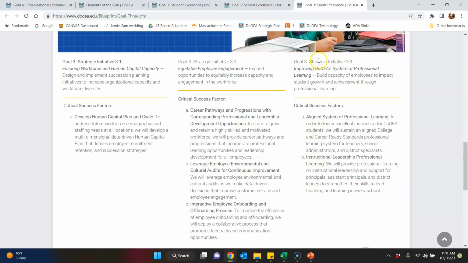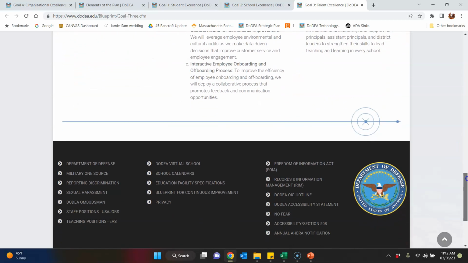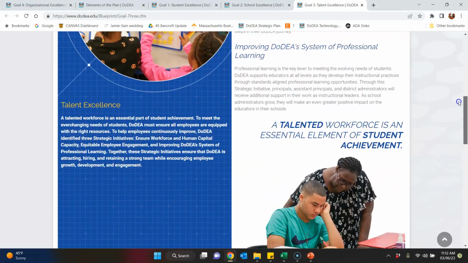The third strategic initiative is improving DODEA's system of professional learning, and this is very important. So an aligned system of professional learning to what your career and student standards are, and an instructional leadership professional learning so that teachers, administrators, principals, assistant principals, everybody's getting the training that they need to do their best job.